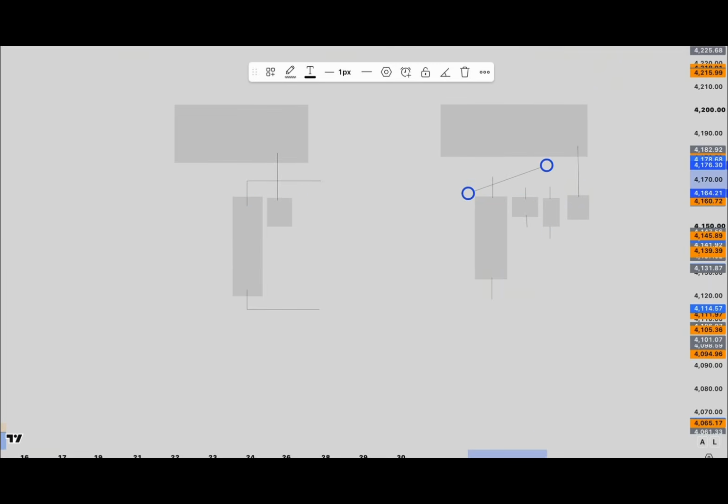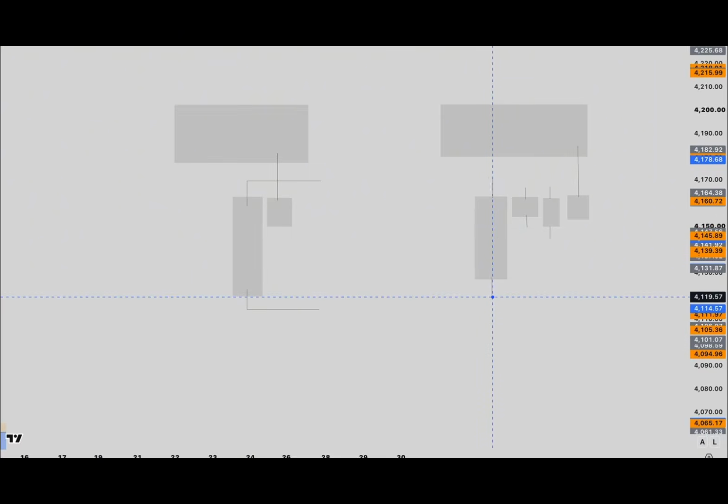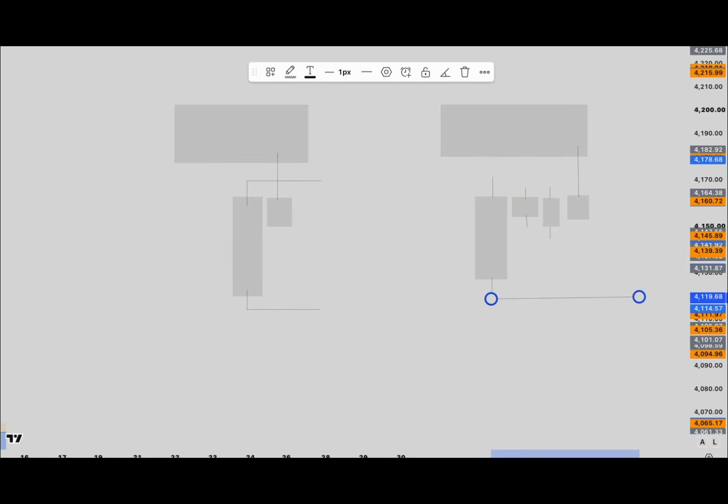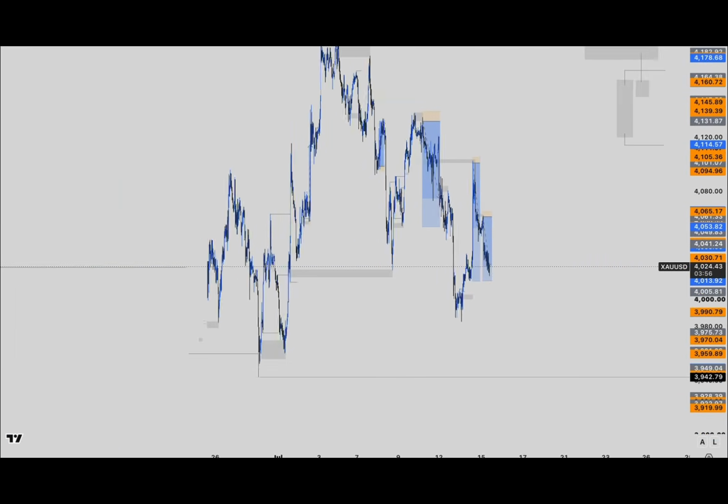Now, this is another type of CRT. Once you get a valid CRT like this, what do you do? You scale down to your lower time frame, look for your entry, and your target should be what? This low. So that is how this CRT formation works. Now I'm going to show you guys a few examples on how to take your entry after spotting out your CRT. Now, let's go to the chart.